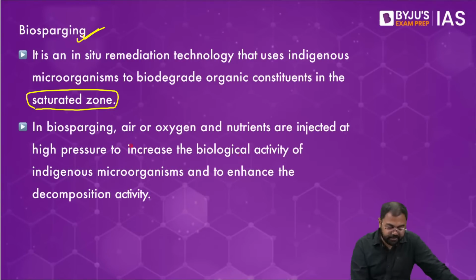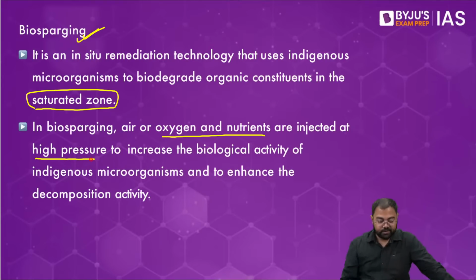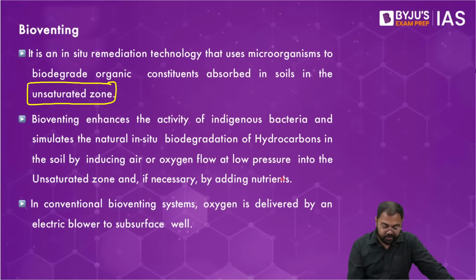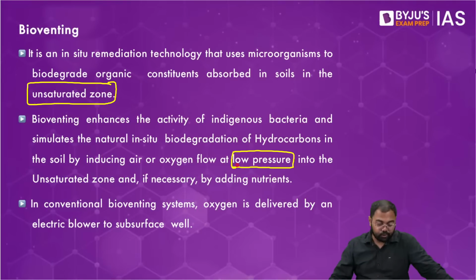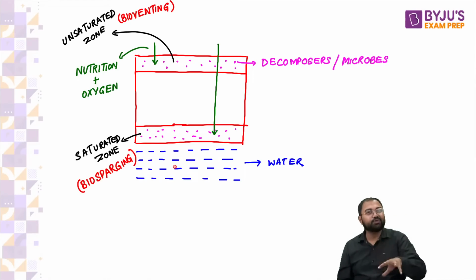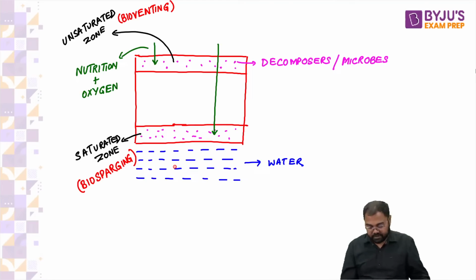So as you can see, in biosparging, oxygen and nutrients are injected at high pressure to increase the biological activity of the indigenous microorganisms. Whereas in case of bioventing, we will be introducing the nutrients and oxygen at low pressure. So that's the basic difference. I hope this is clear. This is happening at the site of the contamination itself, just at two different places in two different layers of the land.